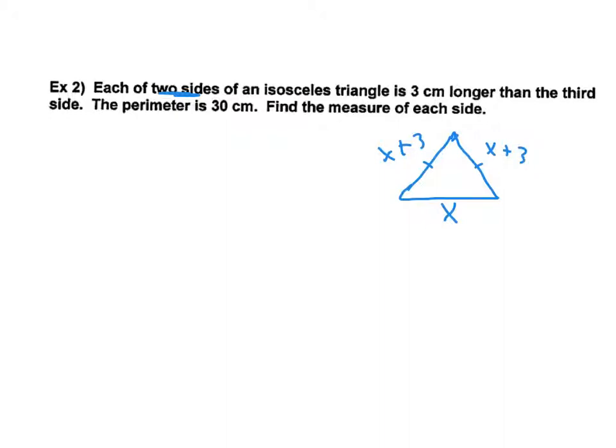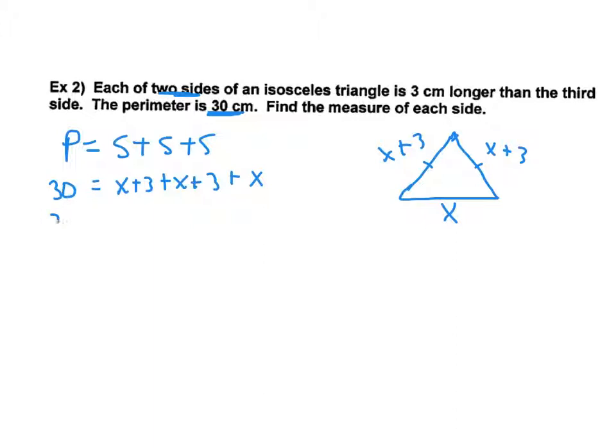And now we set up an equation, because we have to find the measure of each side, and it gives us the perimeter. So we know on a triangle, to find the perimeter, all you do is add the sides. So it's going to be side plus side plus side. So this is kind of the formula that you're working with. So now we have 30 centimeters as your perimeter, and that's going to be equal to x plus 3 plus another x plus 3 plus the third side, which is x.